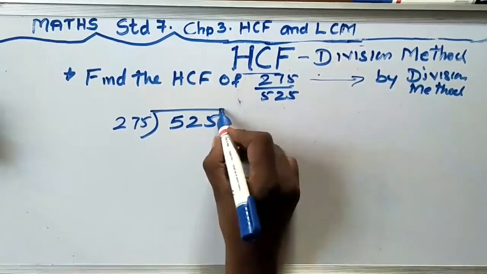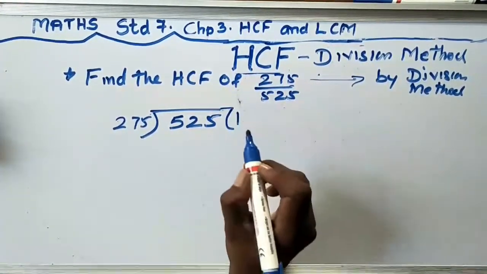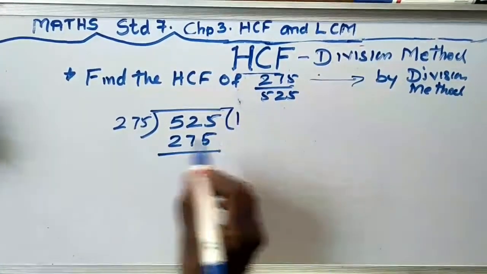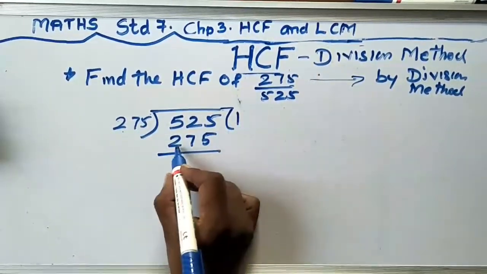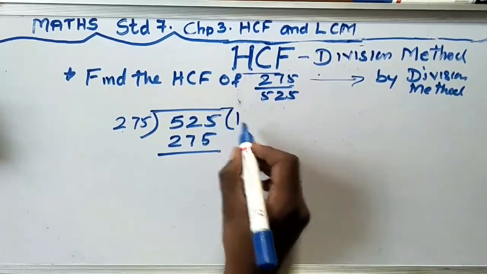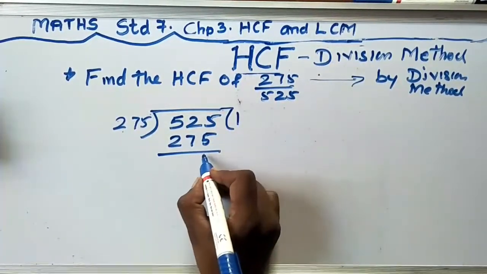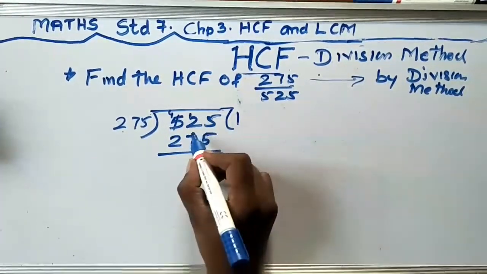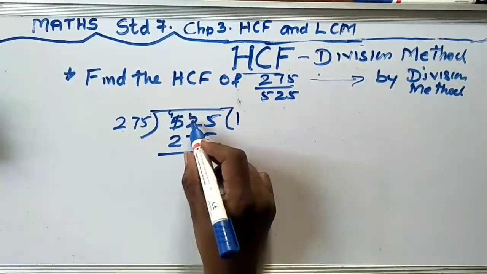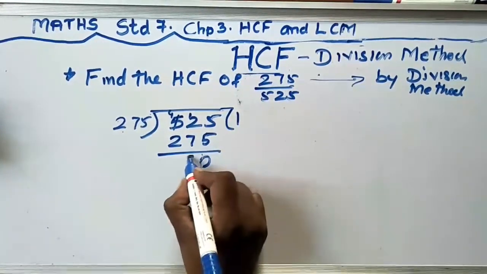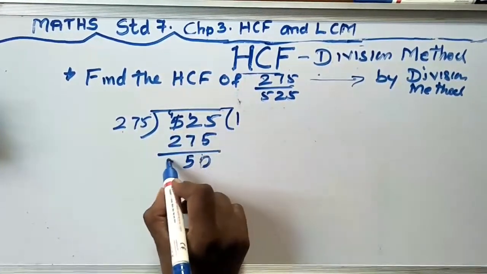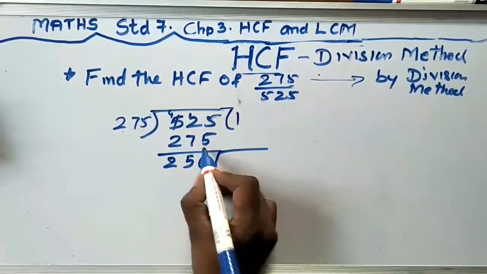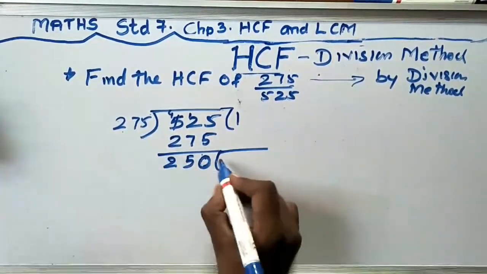Again 275, it goes only one time, so I wrote 1. I wrote here 275. How? 275 multiplied by 1 is 275. Now subtracting, I get 0 here, 4, 12. So 12 minus 5, 7 is 5. Then 4 minus 2 is 250. Now this 250 will be outside, and inside you have to write this number 275.